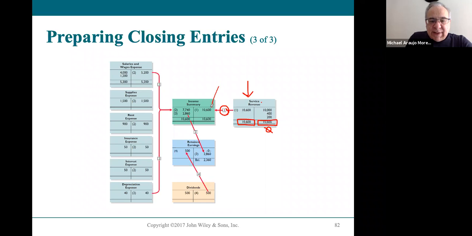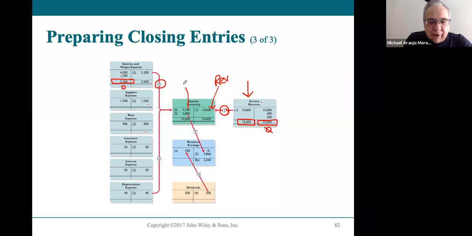This $10,600 is all of the revenue sitting in the income summary account. The second thing we do is close each individual expense account. Again, expense accounts have their balances sitting on the debit side. So to close it, the equal amount has to be put on the credit side. And thus your balances will be zero in all your expense accounts.